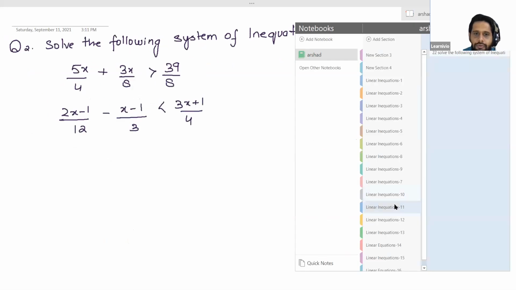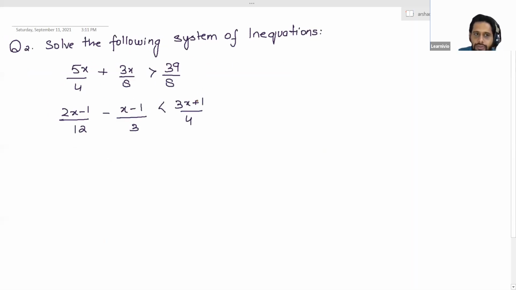So next we will try this question. Again, we have two inequations. Please solve both the inequations separately, draw the number line, then find the common solution for both the inequations. Okay, this is the last question, then our class will be over.